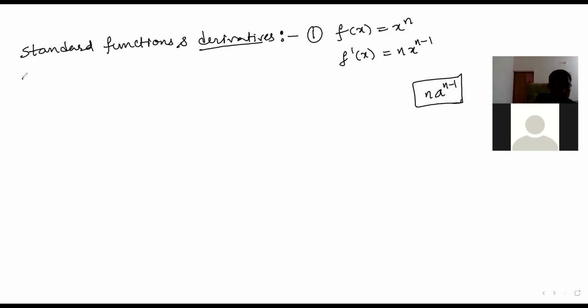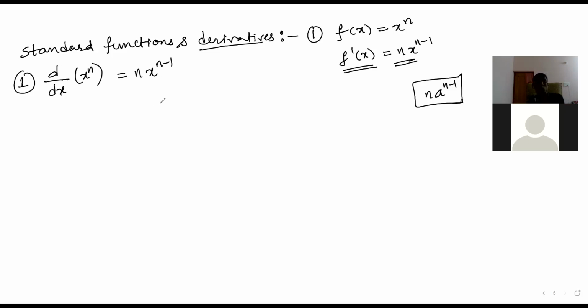Otherwise, you can say it like this. Number one is d by dx of x to the power of n, which is n into x to the power of n minus 1. This is only representation, don't get confused. You can write f dash of x like this, or you can say d by dx of x to the power of n. It simply means derivative; it is only the symbol of derivative. This is very important.